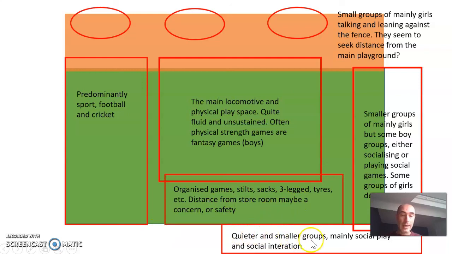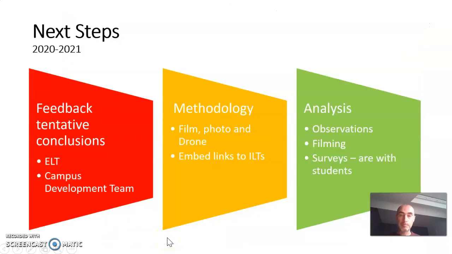We have lots of quieter, smaller groups that interact on the periphery. So we've got groups out here near the staff room, and we've also got groups up by the fence here in the basketball area and tennis court area. And then we have smaller groups, mainly girls, but some boy groups, socializing, playing games, some strength games like gymnastics. So there does seem to be a degree of segregation around activities.